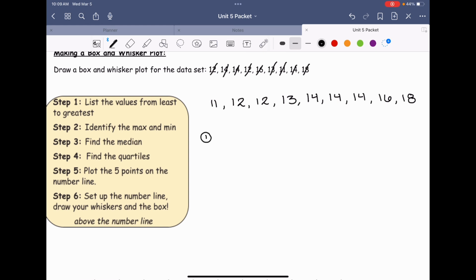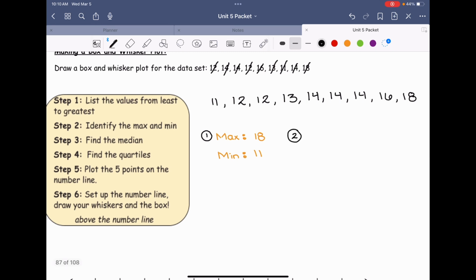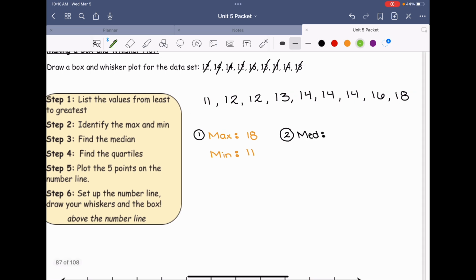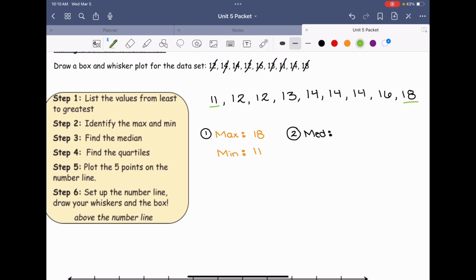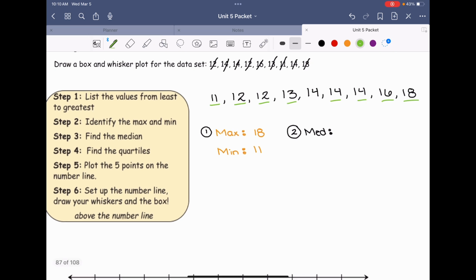The first thing we need to know is our maximum and our minimum. So our max is the largest value, which is 18. Our minimum is the smallest value, goes down to 11. Number 2, let's find the median. Our median, remember, we're going to go back and forth until we find the center. So back and forth with underlining or crossing off, whatever is the easiest for you. We're going to create pairs. And then if we have 1 left over, that would be our middle number or our median. So our median here is 14.